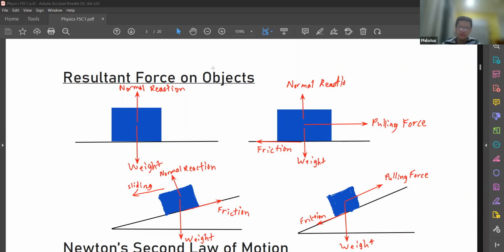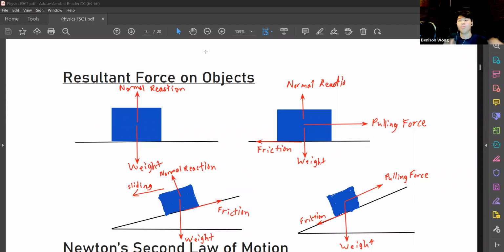Is there a normal reaction here too? Yes, there is a normal reaction. Any object that is exerting a force on a surface will always give back a normal reaction. So what's the direction of the normal reaction? Can anyone tell me what's the direction of a normal reaction?